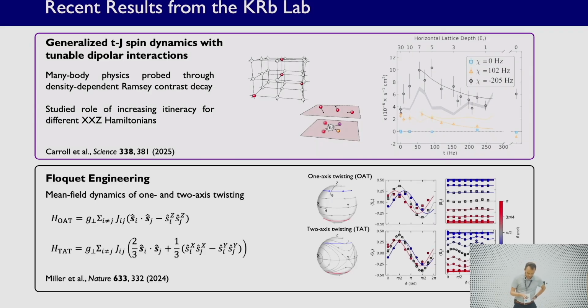Another recent study was on Floquet engineering, where they generated one-axis twisting and two-axis twisting Hamiltonians using Floquet engineering, and tracked the evolution of the collective Bloch vector on the Bloch sphere.